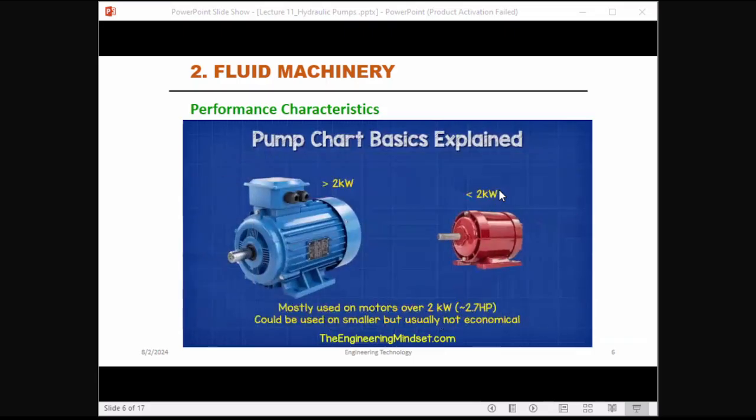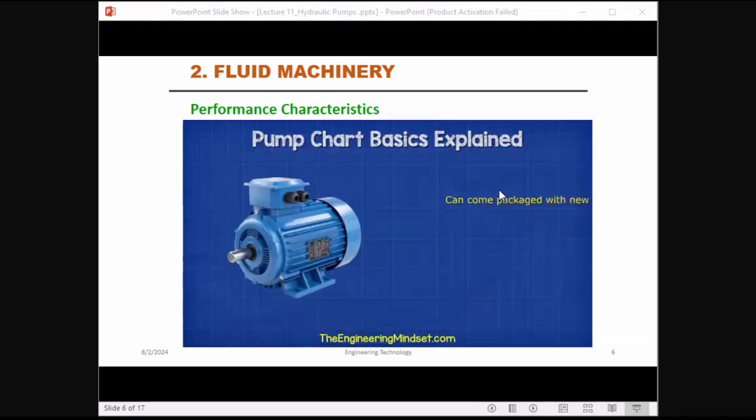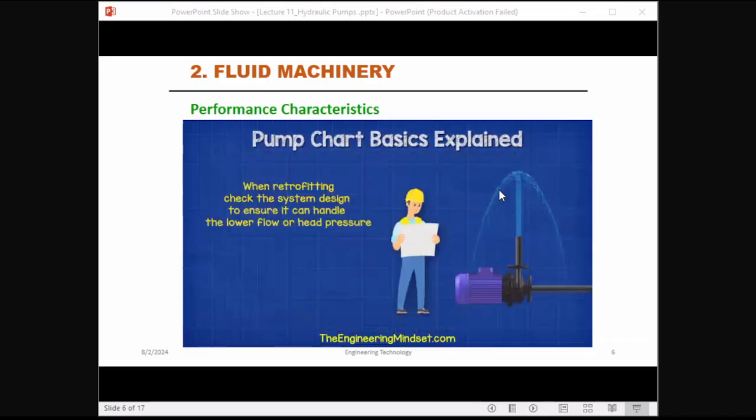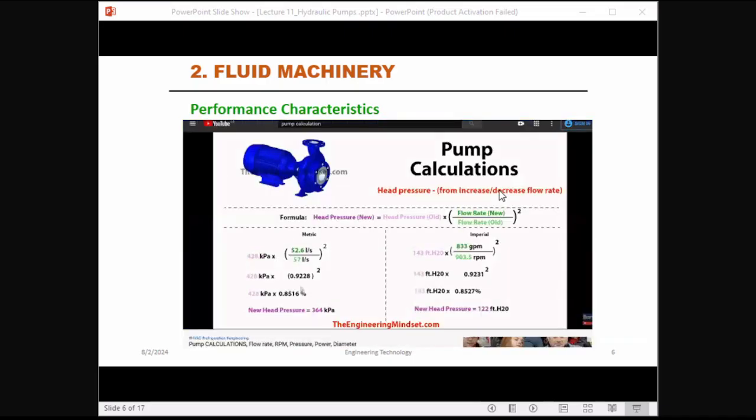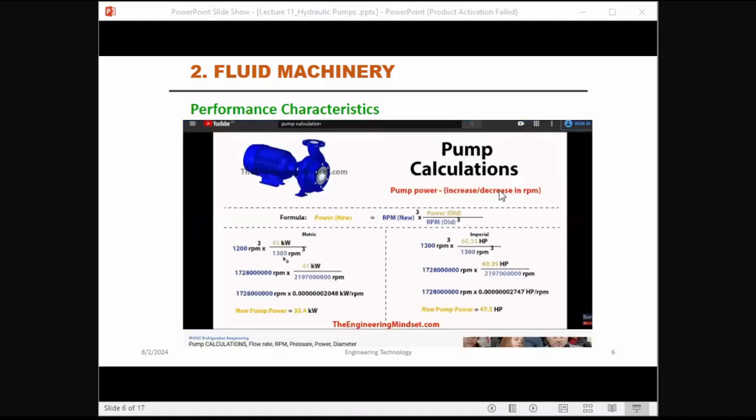These are only really used on larger pumps, typically over 2 kilowatts in size. They do come pre-installed with new pump motors, or you can also retrofit existing pumps, but you should check with the manufacturer first to ensure compatibility. Additionally, you must check the system design to ensure it can handle a lower flow rate and head pressure. To obtain the performance details for variable speed pumps, we have to calculate the values using the pump affinity laws.